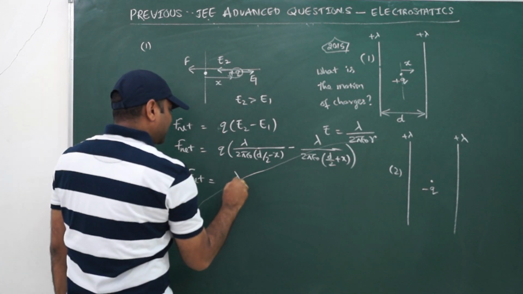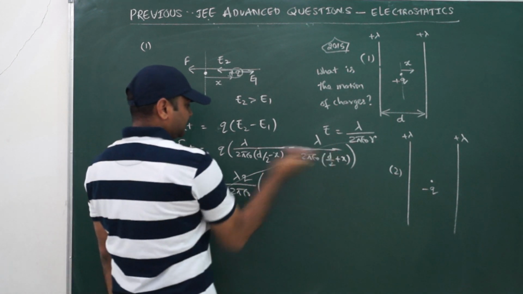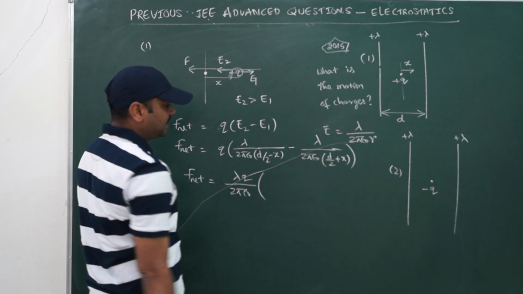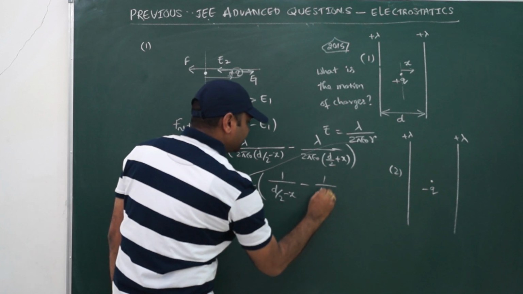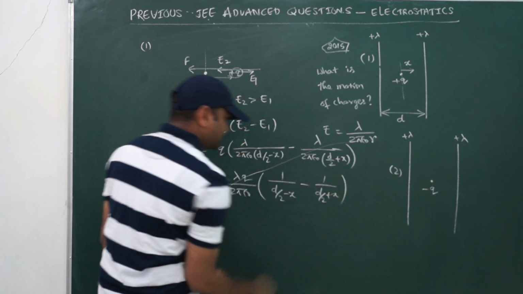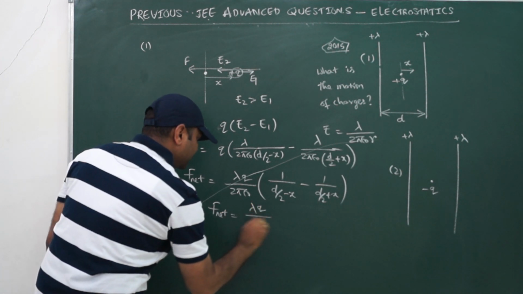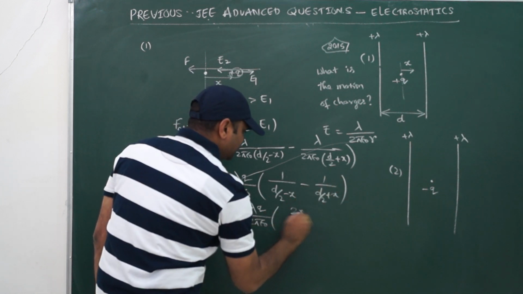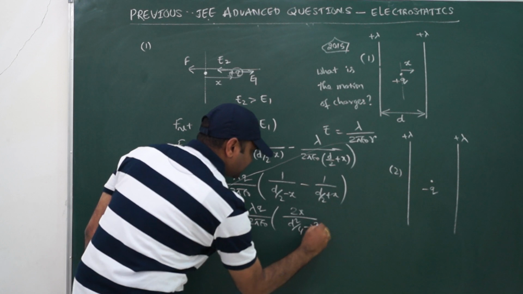Okay. So lambda q by 2 pi epsilon naught, if I take it outward as common from these two terms, then I will get 1 by d by 2 minus x minus 1 by d by 2 plus x. Then the net force is equal to lambda q by 2 pi epsilon naught into, this is how much? We'll get 2x by d square by 4 minus x square.